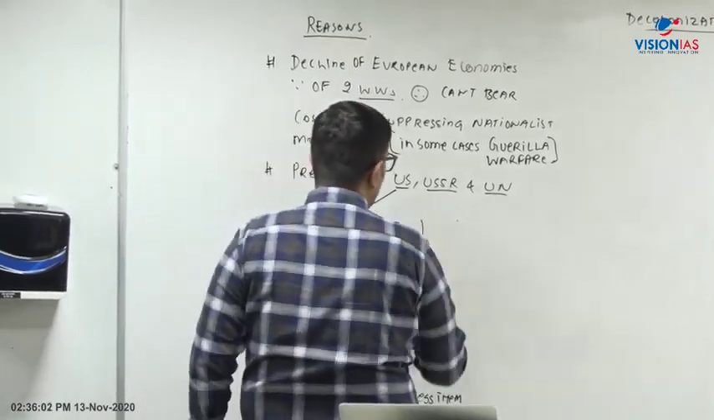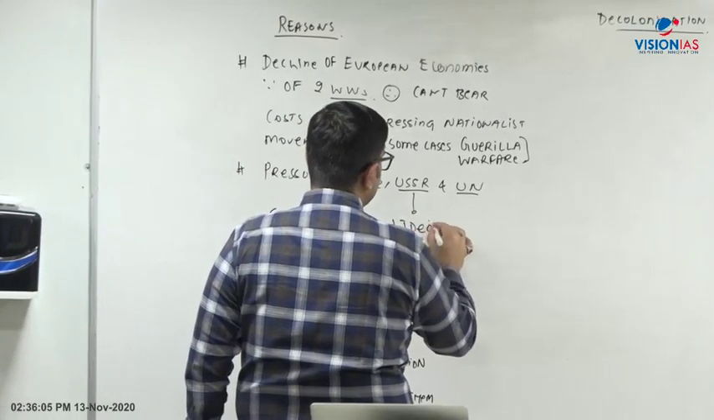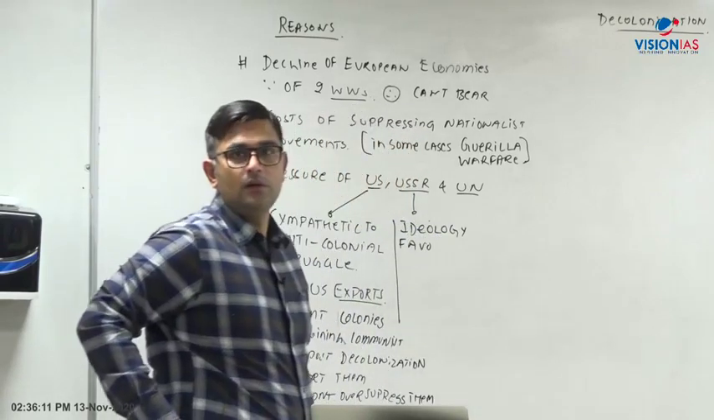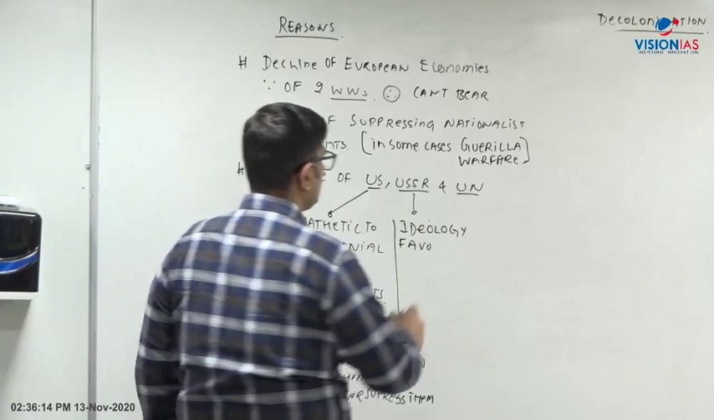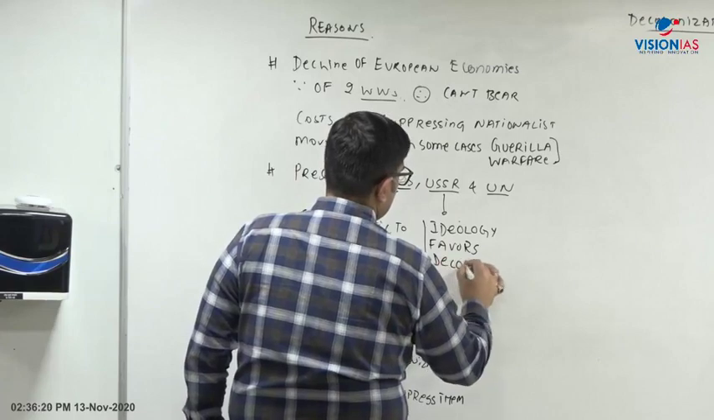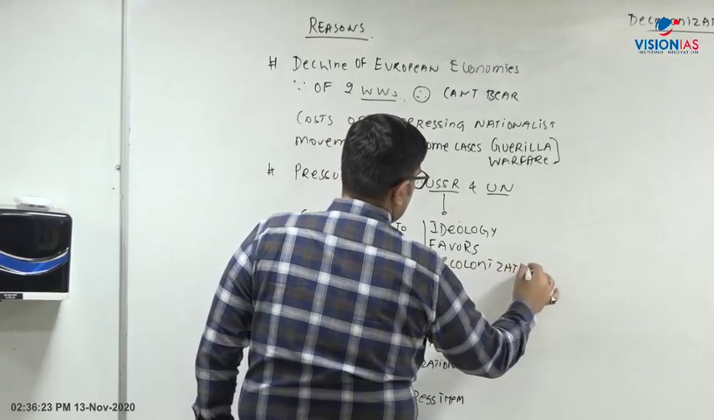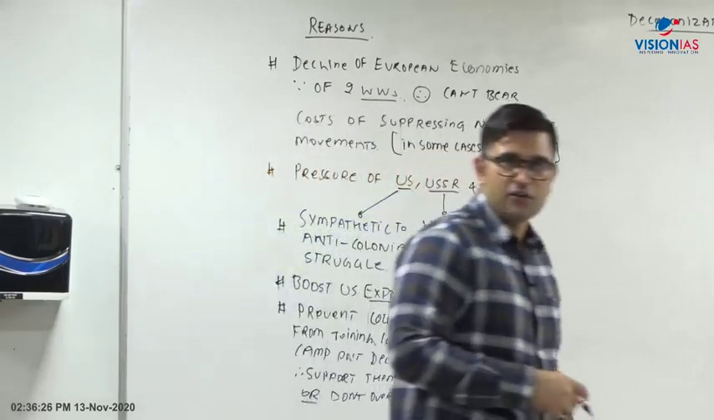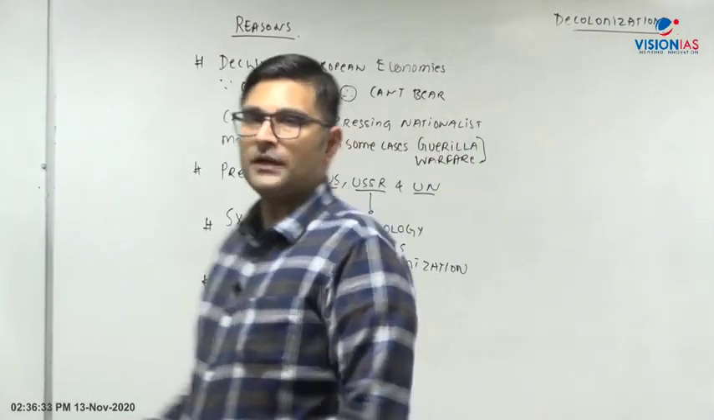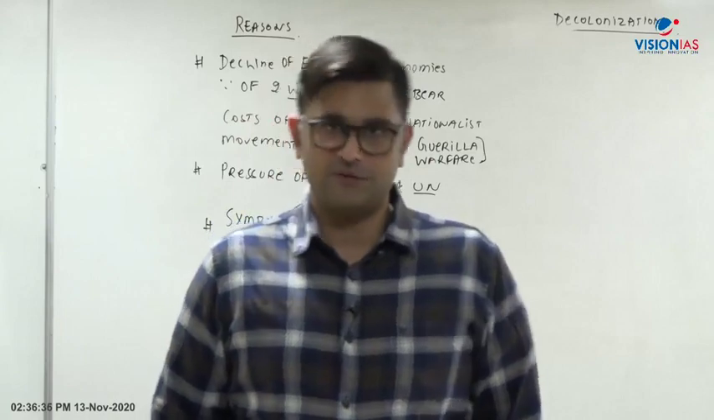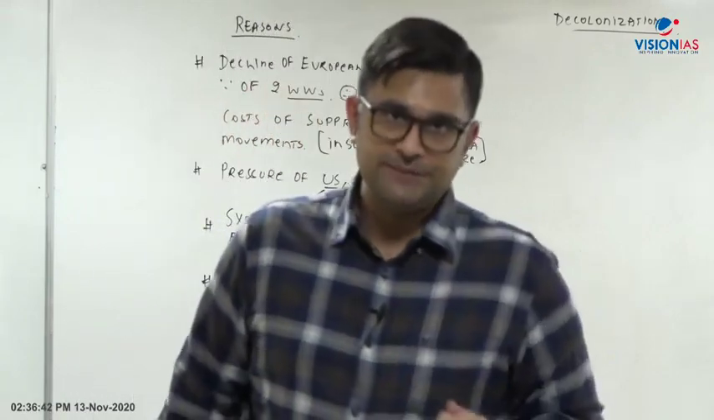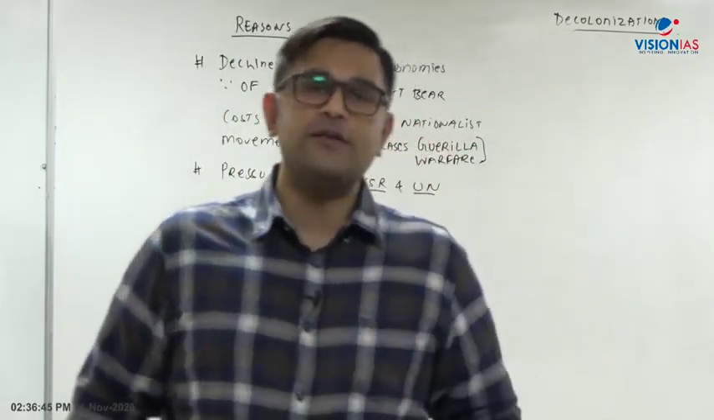Now what was the angle of the USSR? So the first angle becomes the ideology. Their ideology favors decolonization. They are not in favor of imperialism. They say that all the workers of the world should unite. Proletariat of the world, unite. That was the slogan of Karl Marx. So the ideology of communism says that all men are brothers. That is, all workers are brothers. So therefore they think that these borders are artificial.